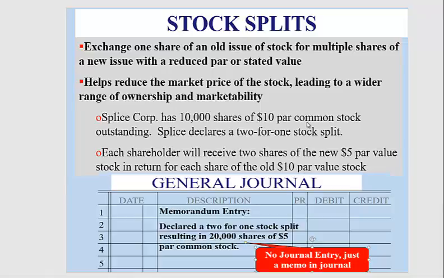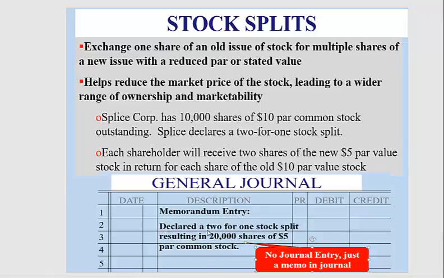And notice that the total amount of stockholders' equity will not change. 10,000 shares at $10 par equals 100,000. 20,000 shares at $5 par also equals 100,000. So there's actually no change in the value of stockholders' equity. So for this reason, we're not going to enter a journal entry. Instead, in the general journal, we're going to enter a memorandum entry that just describes the stock split.